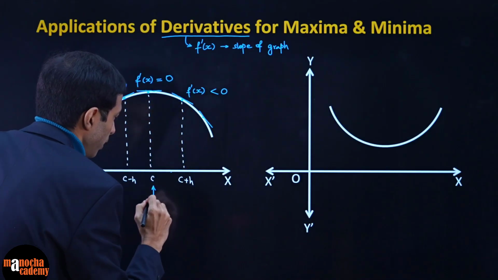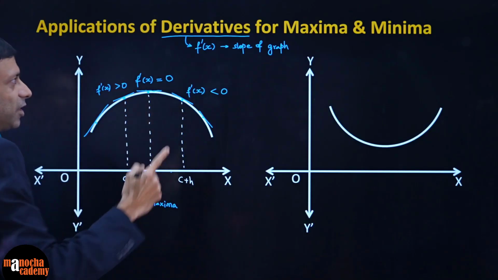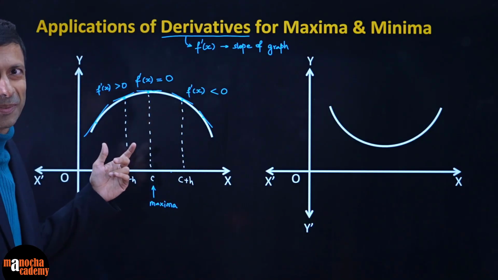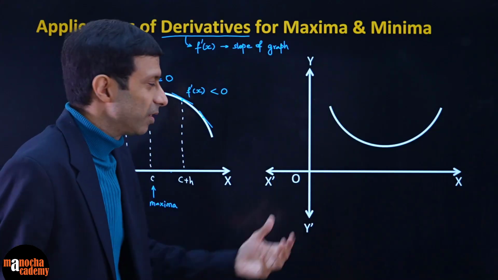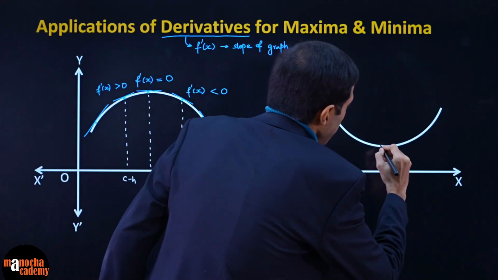This is my maxima point, right? And this is where it happens. Makes sense? Now let's move on to minima. You guys getting the idea? So minima will do the same thing. We can see minima is right here.